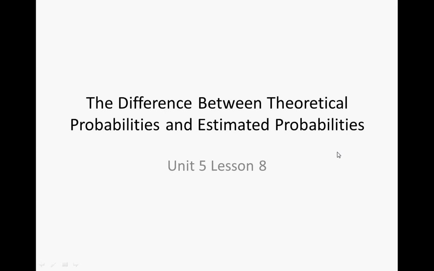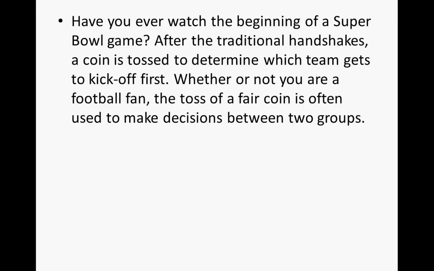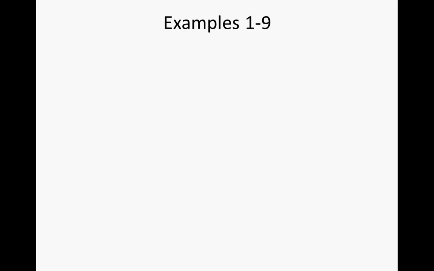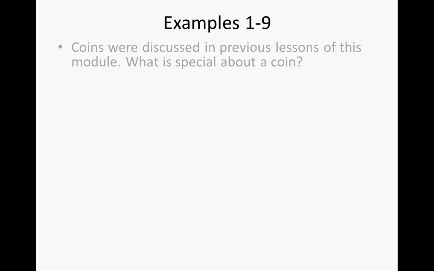Alright, Lesson 8, the difference between theoretical probabilities and estimated probabilities. So have you ever watched the beginning of the Super Bowl game? After the traditional handshakes, a coin is tossed to determine which team gets to kick off first. Whether or not you are a football fan, the toss of a fair coin is often used to make decisions between two groups. So let's take a look at examples 1 through 9.